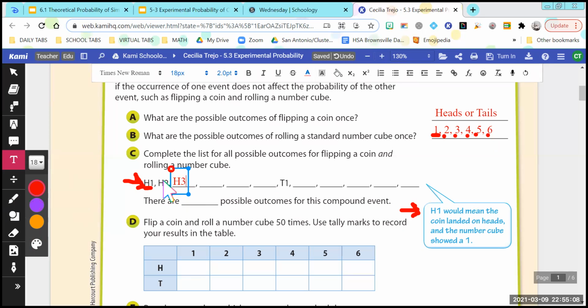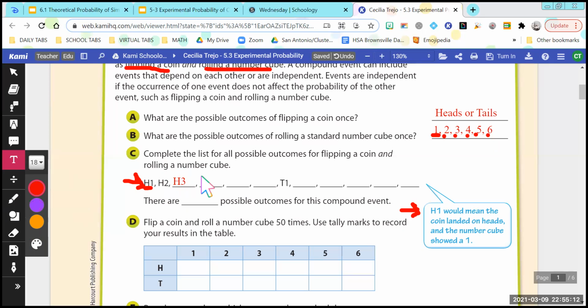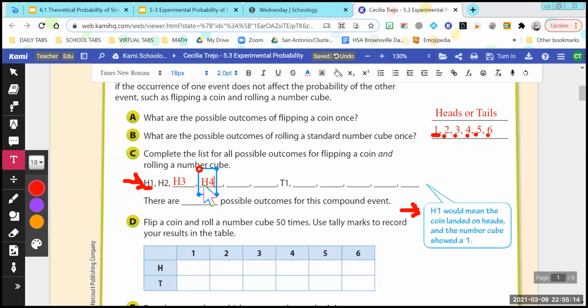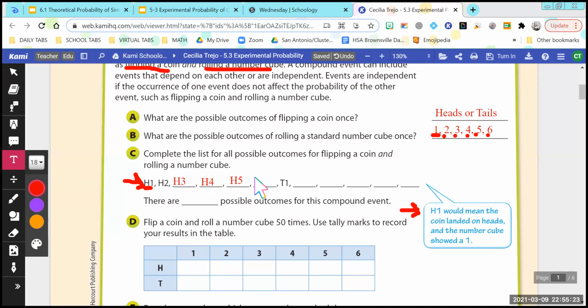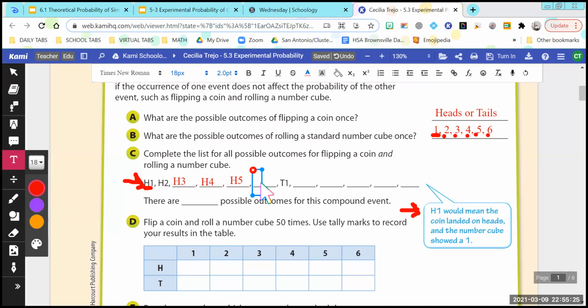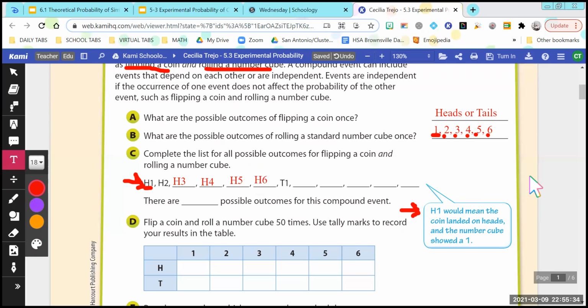So H3, because that means that it would land on heads and the number 3 on the number cube. H4, same thing, landing on heads and the number 4 on the number cube. H5, landing on heads and the number cube 5. And then H6, landing on heads, and the number cube landed on the number six, right? So I filled in those four blanks that were there.